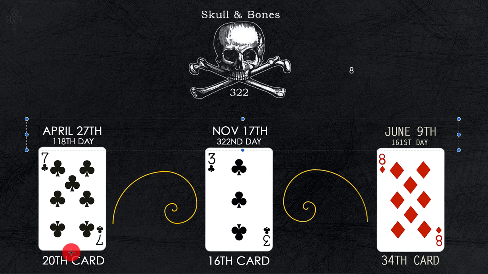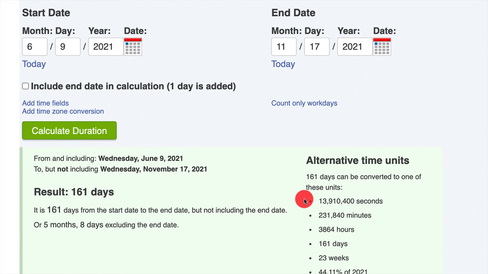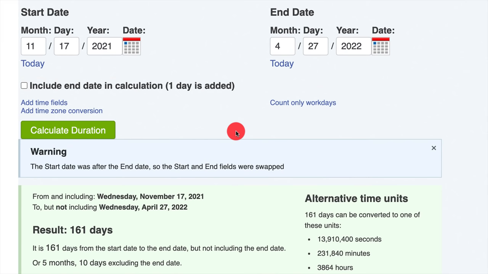We have the Seven of Clubs, 20th card, Three of Clubs, 16th card, Eight of Clubs, 34th card. And when you start to use the calculator, I'm just showing this for reference so you can see how this works. You plug in the days. Here's the origination date, the 322nd day of the year in leap years, November 17th. And then you go backwards or forwards. And you're going to get June 9th, 161 days. And if you go forwards, November 17th ends up going into the following year, April 27th, 161 days.